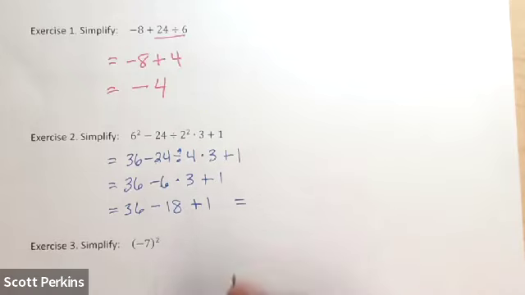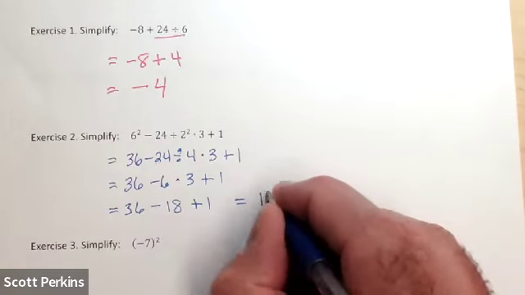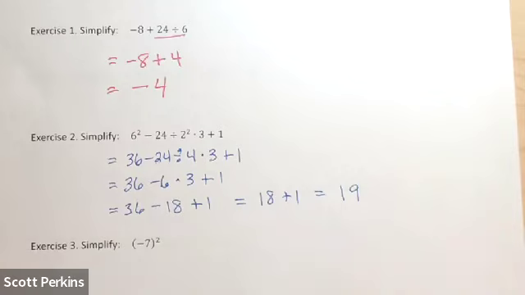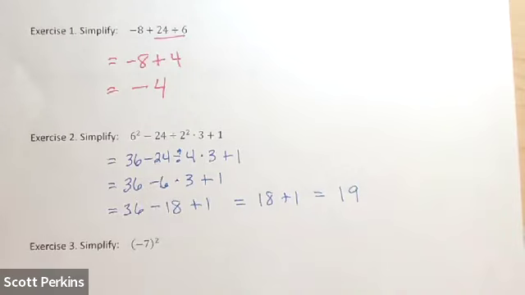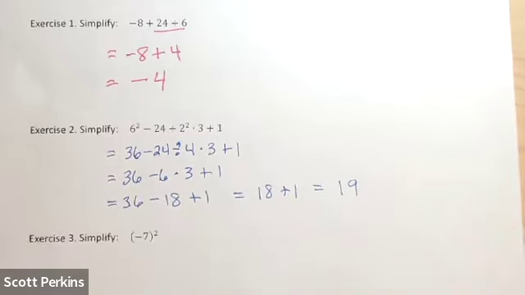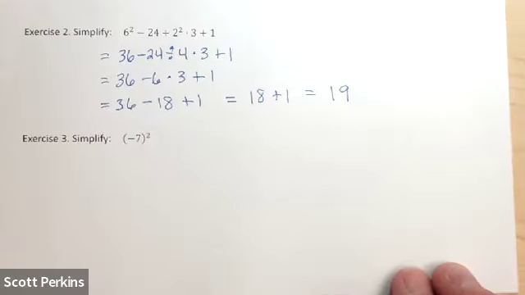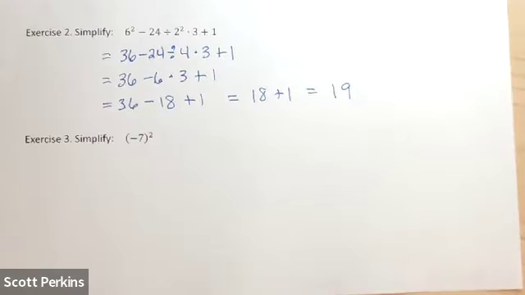And then once again, I'm going left to right. 36 minus 18 is 18. And then 18 plus 1 is 19. I just did one thing at a time because I'm more concerned with being accurate than being fast. Being fast will come with practice. Being accurate takes intentionality. All right, exercise 3. I want you to give this a try because I just want to make sure we understand how our exponent is performing in this. So pause the video and do exercise 3.